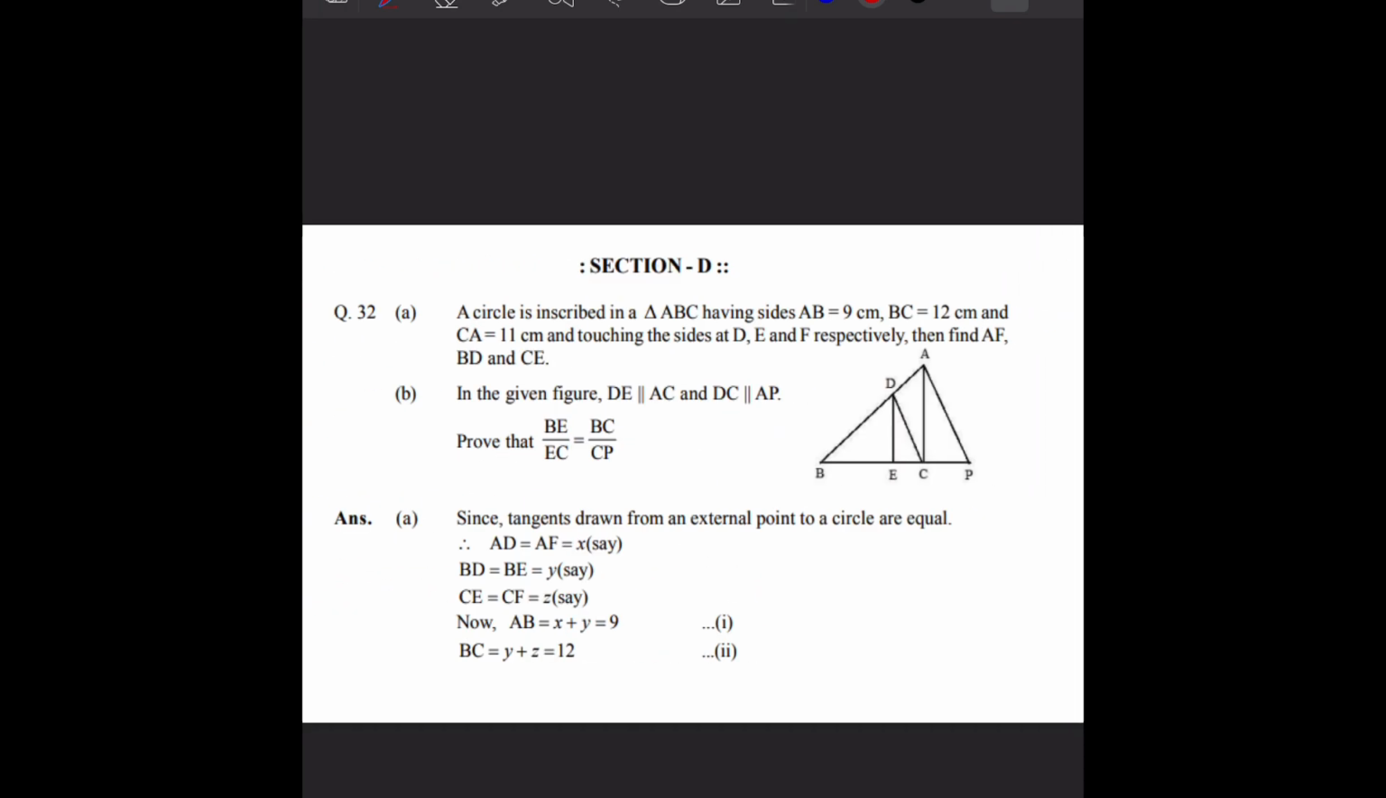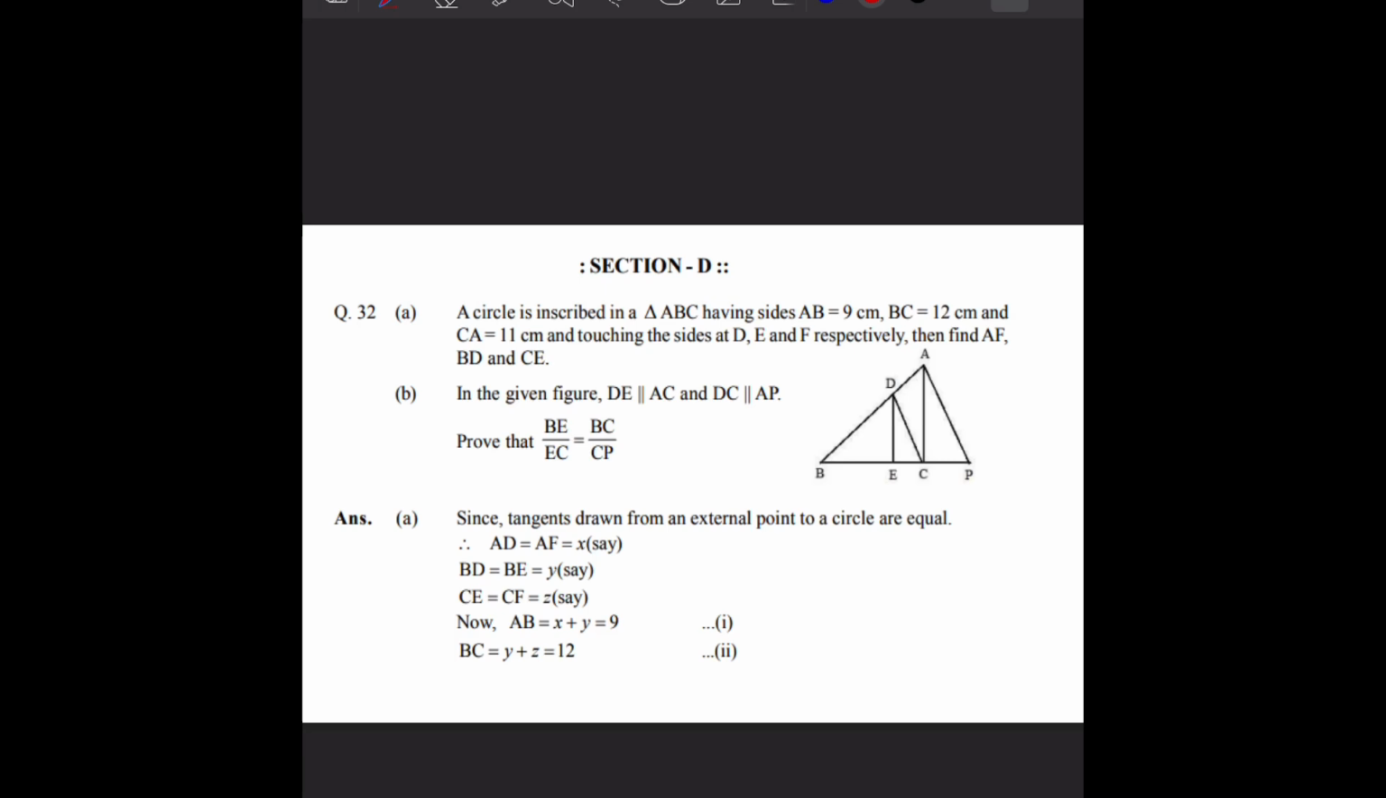Section D. A circle is inscribed in a triangle ABC having sides AB equal to 9 centimeter, BC equal to 12 centimeter, and CA equal to 11 centimeter, and touching the sides at D, E and F respectively. Then find AF, BD, and CE. We have a sub question here. First of all, we'll solve the question 32A.